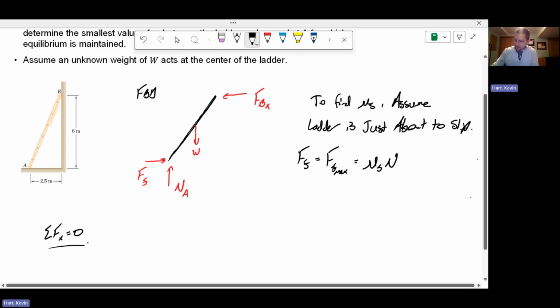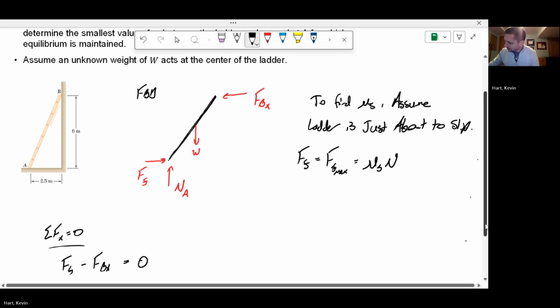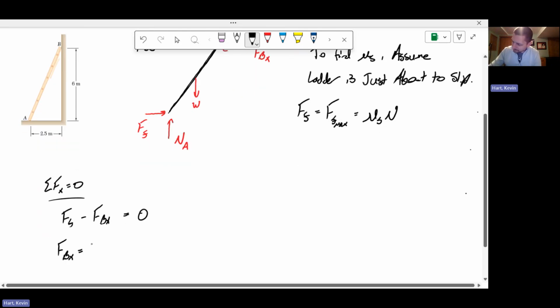We sum the forces in X equals 0. We have the friction force pointing to the right, and we have Bx pointing to the left. So these are going to be equal to 0. So this together tells me that Fbx is equal to the friction force.